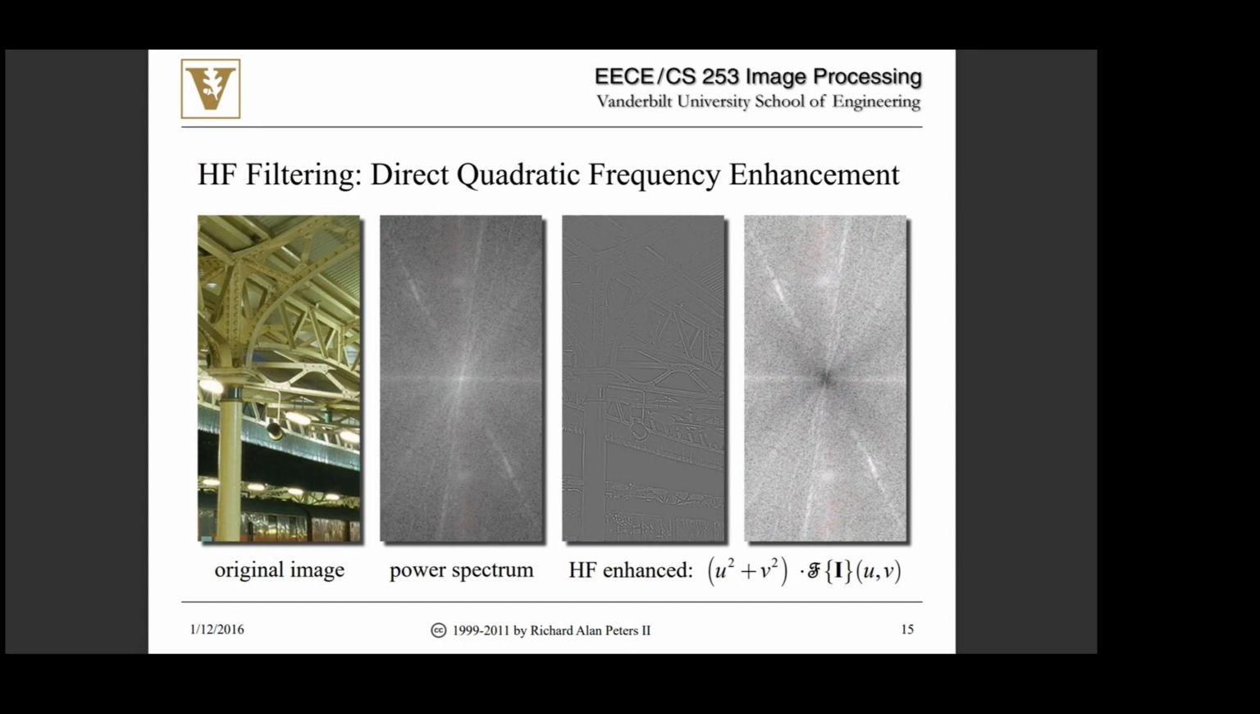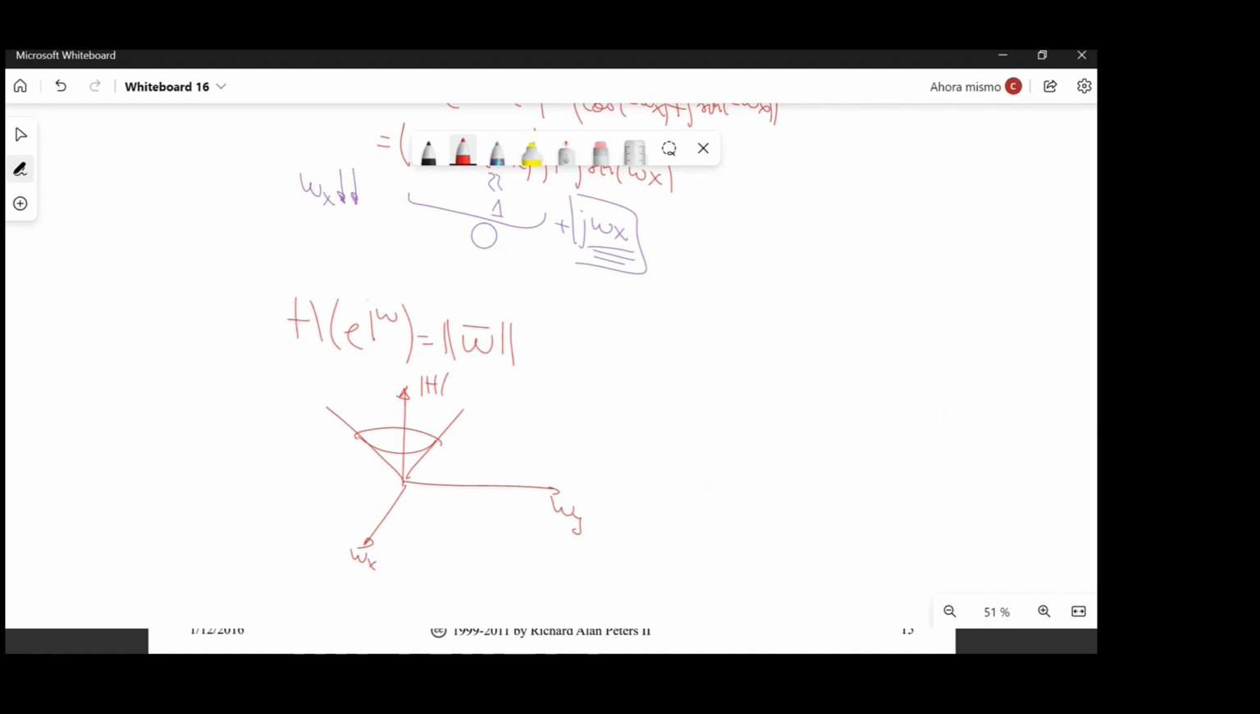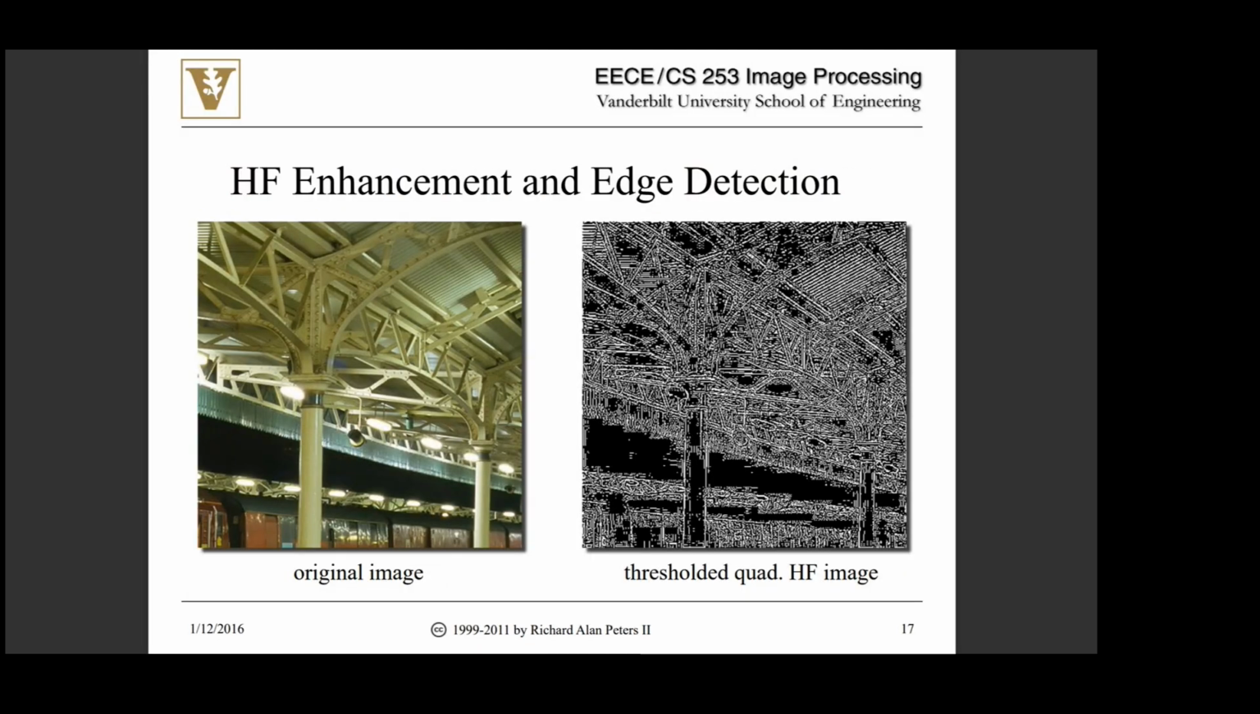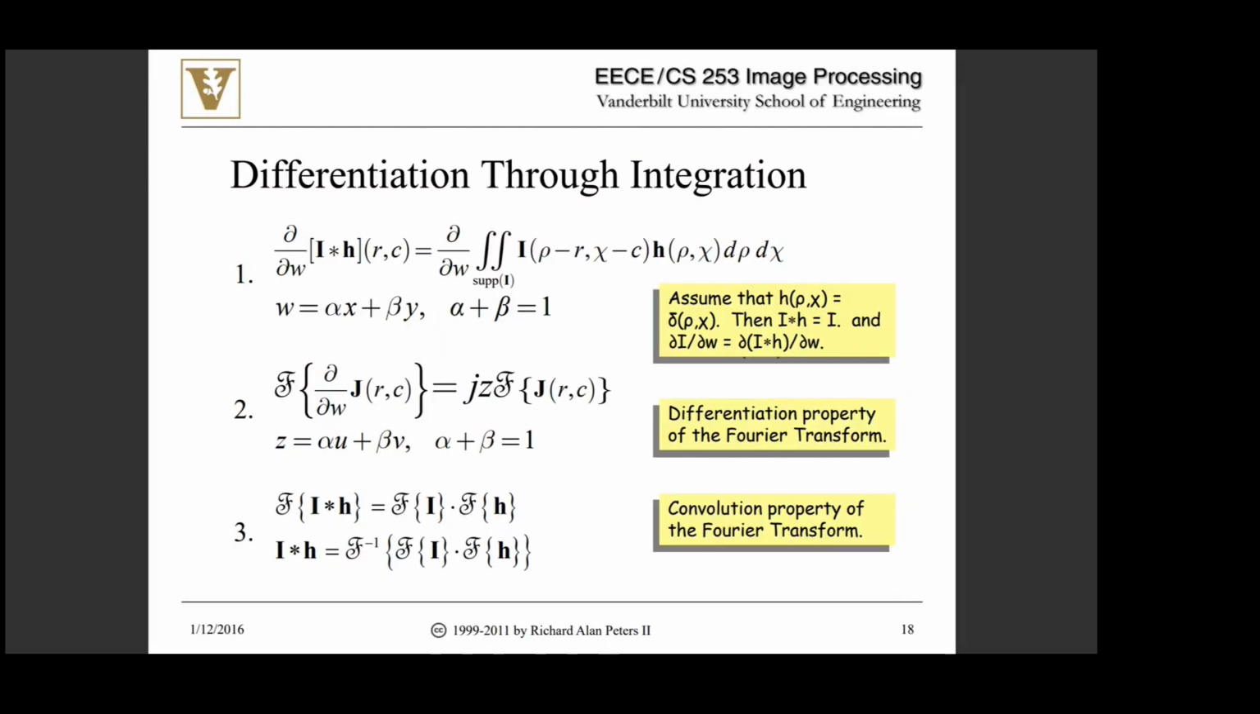And why this one? If I put a square there, now I'm even enhancing more my high frequencies. So my high frequencies will be now quadratically enhanced. Thresholds, too many things. This is the directional derivative, part of it. So part of it is this directional derivative.